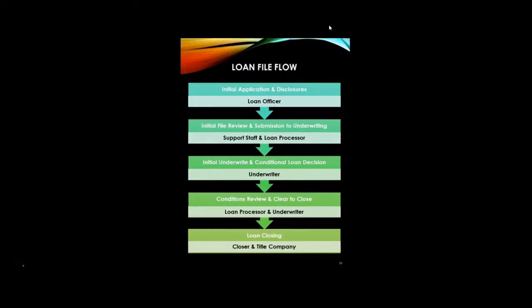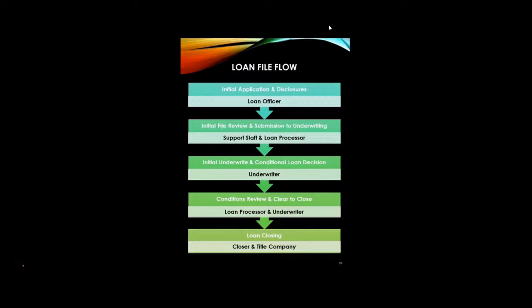Okay, loan flow. So you get the initial application from the loan officer and disclosures. It goes to the supporting staff, which is the loan officer. They review the file and make it all ready for underwriting. Then it goes into underwriting, and then we initially underwrite the loan.